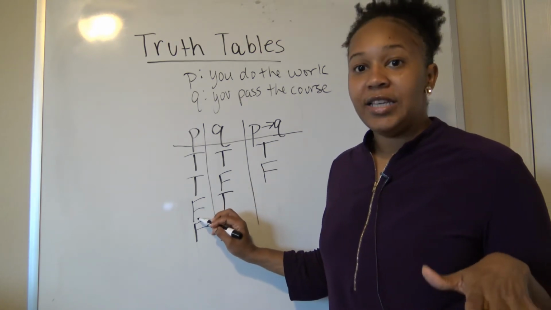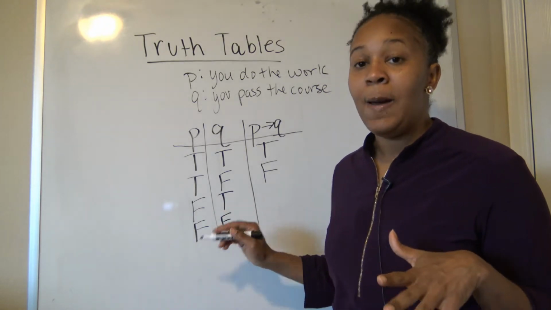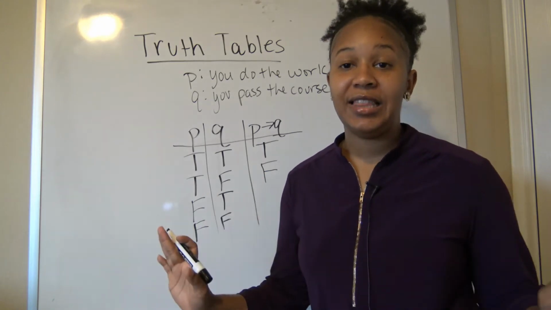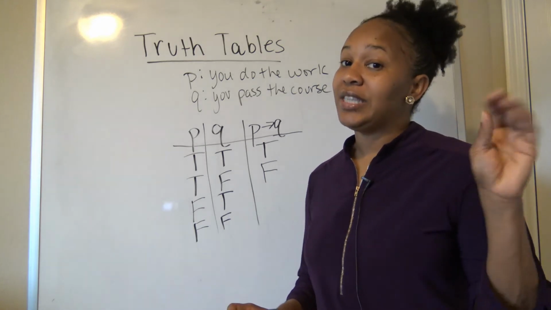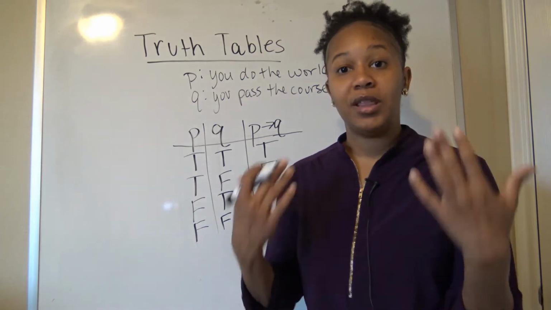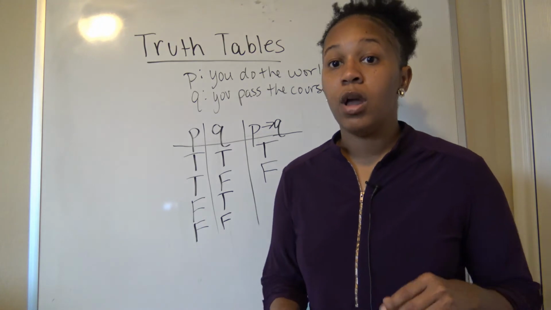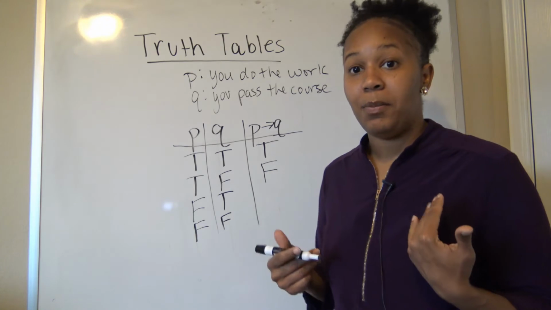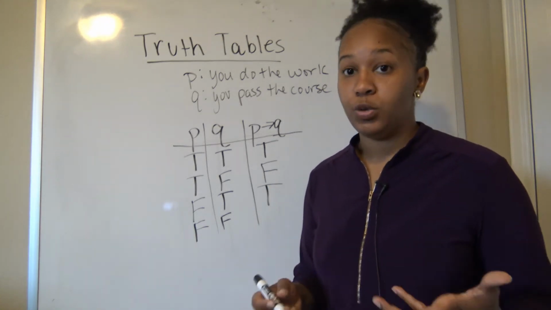Now the next case is if you don't do the work, but you pass the course. Alrighty. Now, my promise was that if you do the work, you'll pass the course. Now, I didn't say anything about what happens if you don't do the work, okay? If I would have said something about what happens when you don't do the work, then that would be a different promise. But in the promise I gave you, I never said anything about what would happen if you didn't do the work. So in this case, if you don't do the work and you still pass the course, I still kept my promise. I did not let you down, okay? So the if-then statement would be true.